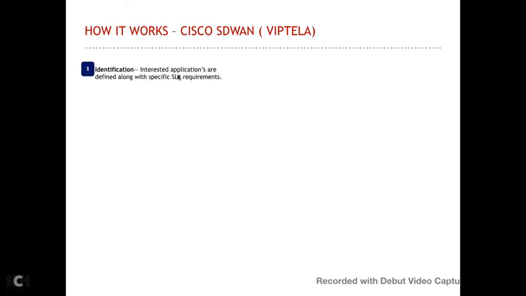How Cisco's SD-WAN normally works, there are three main components. In order to do application aware routing in Cisco SD-WAN, you first need to identify your interesting application, and you need to define certain SLAs along with that. If I say SLA, it means some sort of metric value you are binding. Let's suppose, for example, you have a mission critical application of voice, and you have selected that this is your interesting application.